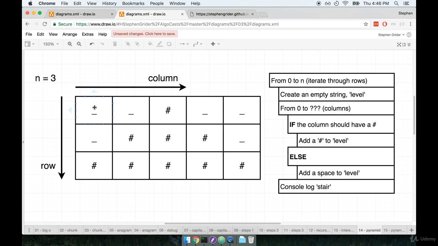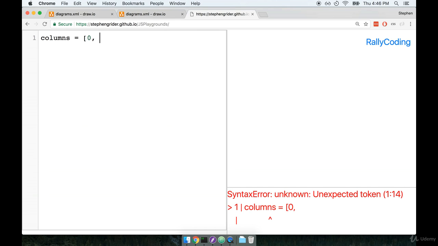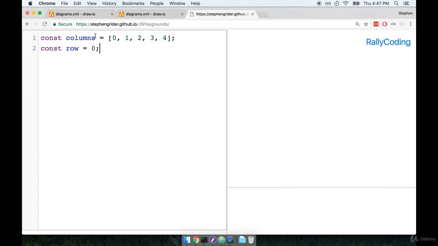So essentially, going from values 0, 1, 2, 3, 4, we need to make sure that value number 2 in there gets a pound. So I'm going to do a little pretend over here. Let's say our columns are 0, 1, 2, 3, and 4. And then our row, let's get some identifiers here. Our row at this point is 0. So I need to somehow relate these two sets of numbers together to make sure that I can pull out a pound for this index right here and spaces for these other areas.